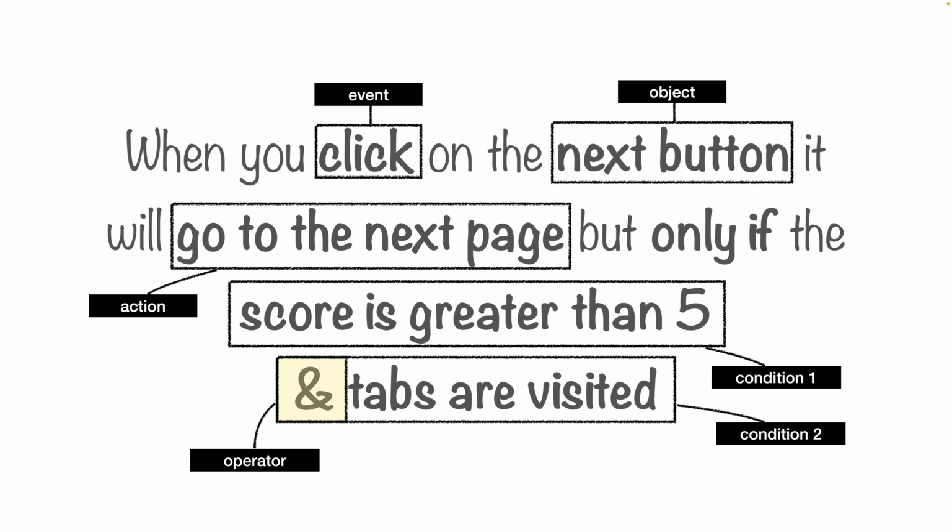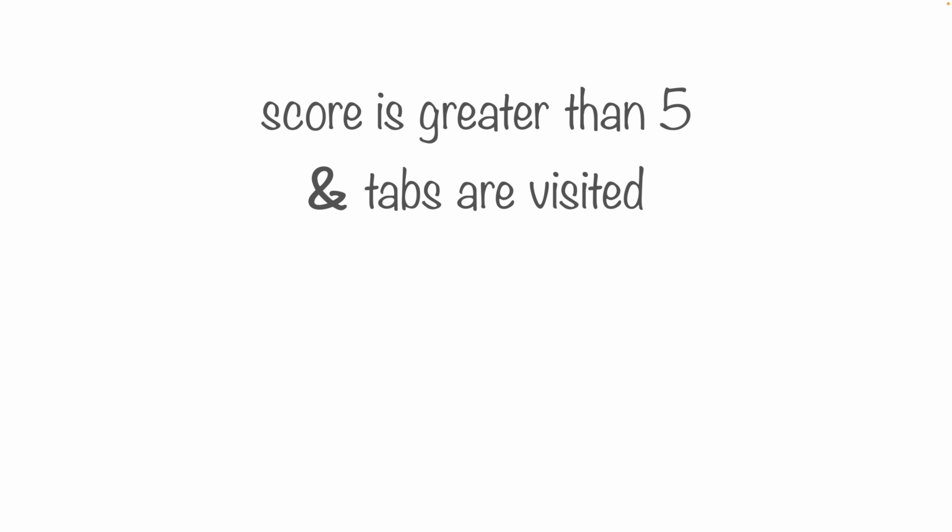We have ands, so this condition and this condition both have to give us that true value. If both give us that true value, meaning that the score is greater than 5 and tabs have all been visited, then it's going to give us this overall true. And so we're combining these together. But we can do it a little bit differently. So we have 2 different options.